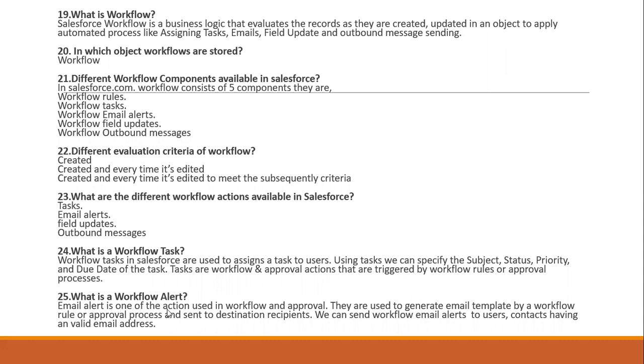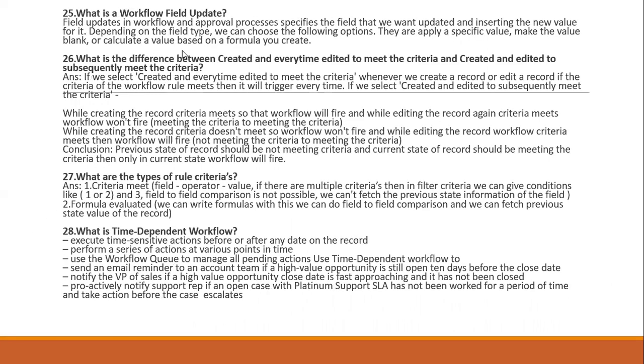Next question, what is a workflow alert? Email alert is one of the actions used in the workflow and approval. They are used to generate emails from templates triggered by the workflow rules and approval process and send them to the destination recipient. We cannot send a workflow email alert to a user or contact having an invalid email address.